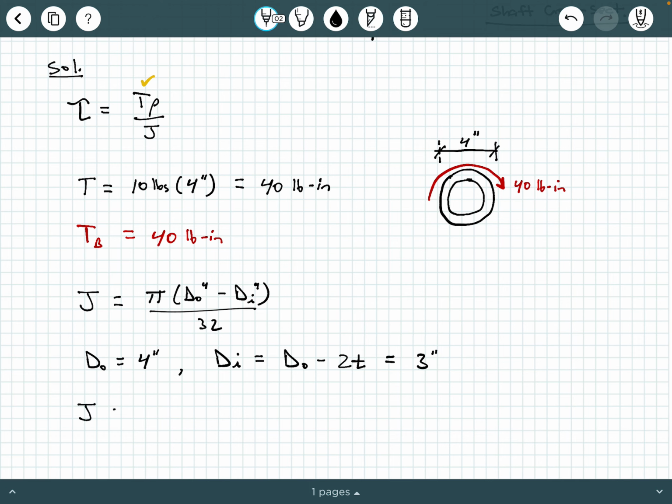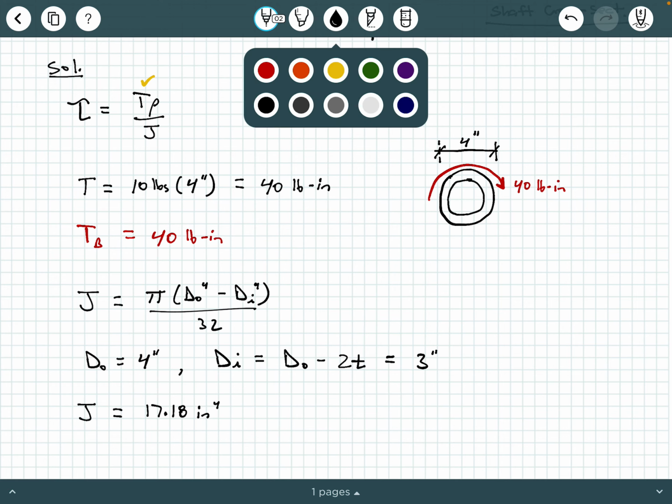and we can go ahead and calculate the polar moment of inertia. I'm going to use my TI-36X Pro calculator. I love this calculator. So we're going to say 4 raised to the 4th power minus 3 to the 4th power, times pi over 32. And I get 17.18 inches to the 4th power. Okay, so that's my polar moment of inertia for this section. Now we'll go ahead and check that off.